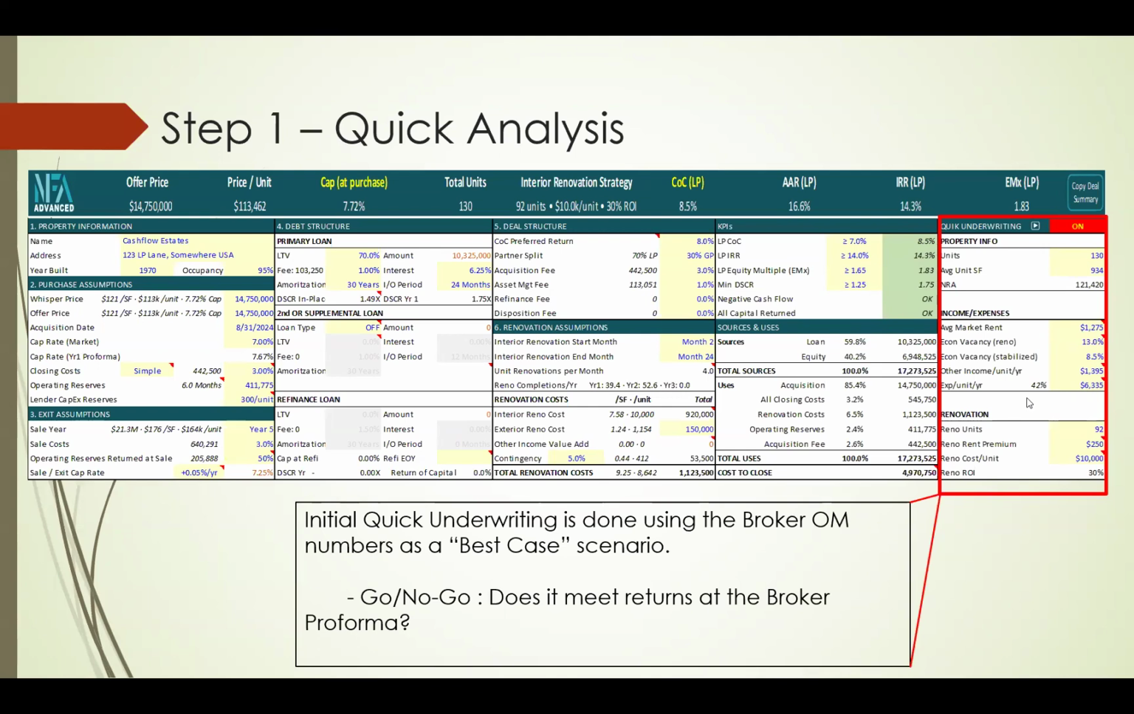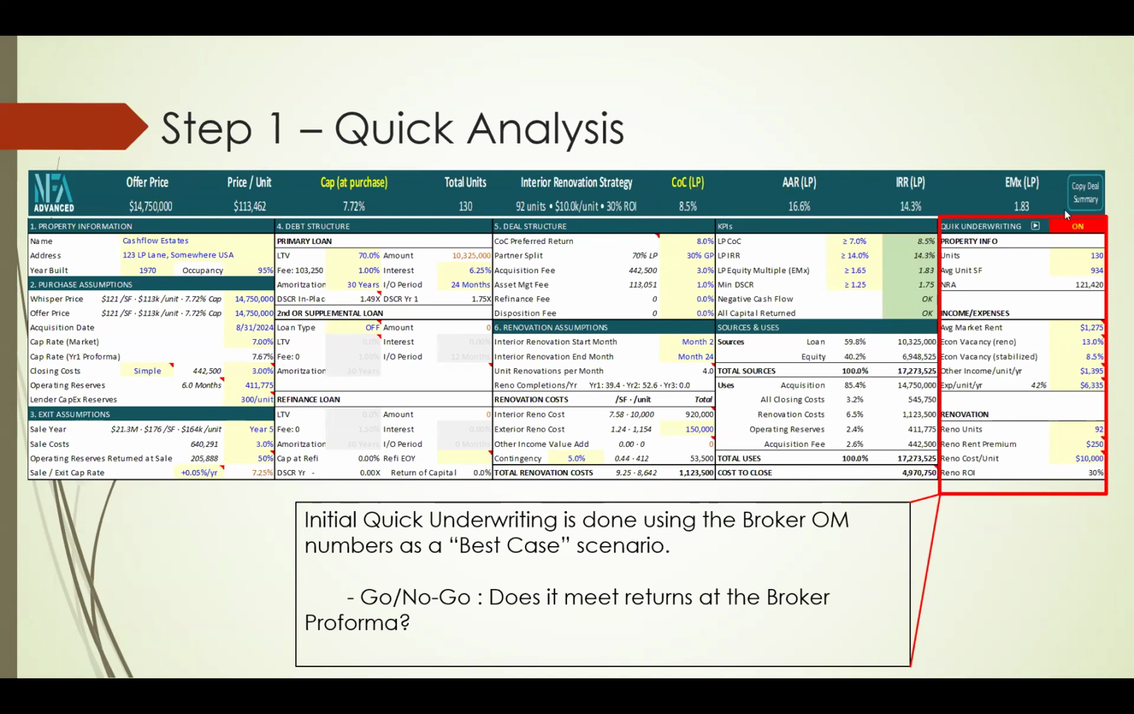And then again, at the bottom, that renovation strategy, 92 units. And then based on the OM, expected to be able to get rent bumps of $250 per unit per month by doing a renovation of about $10,000. Ran through all that. As you can see along the top, we do meet our metrics. We meet our minimum returns for our LPs. So we're ready to move on to that next stage here.